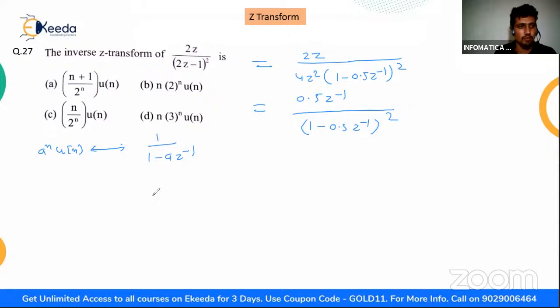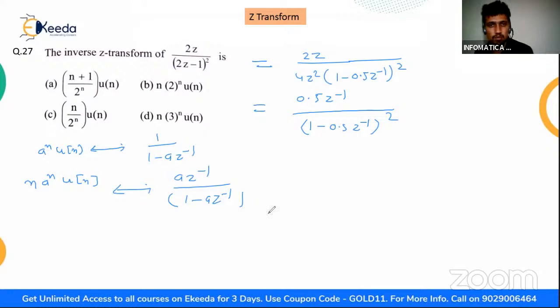Similarly, you must know that n a raised to the power n u[n] is equal to a z inverse upon 1 minus a z inverse, squared. This we know, and a to the power n. So we will simply use this. So what is our value of this a?